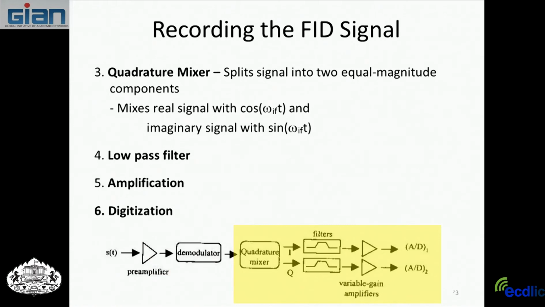Okay, then we have this quadrature mixer. It splits the signal into two equal magnitude components. It mixes the real signal and the imaginary signal with the cosines and sines. Remember I told you our signal was an oscillating signal. So we can use frequency information to record this signal. Actually, it is frequency information when we're recording it. We're going to low pass filter to get rid of any of the really high frequency noise. We're then going to amplify the signal, and then digitize the signal.